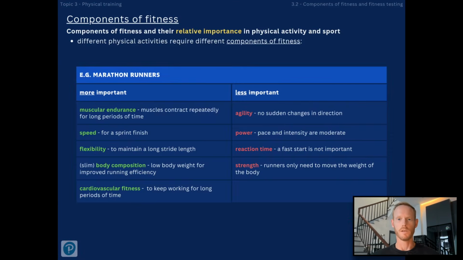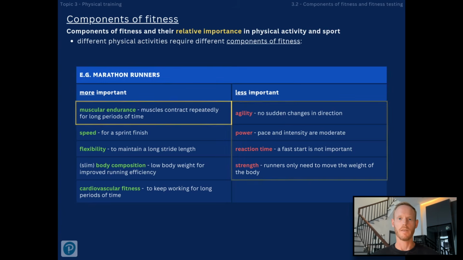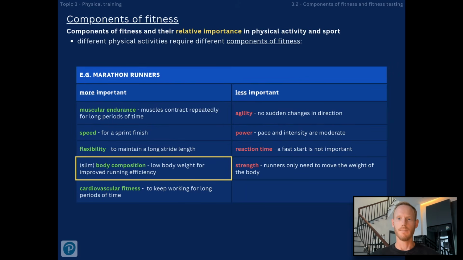Now, the relative importance of the components of fitness vary depending on the physical activity or sport being undertaken. For example, marathon runners don't rely much on agility, power, reaction time, or muscular strength. They do, however, require good muscular endurance as their muscles need to continue working for long periods of time, speed, particularly during a sprint finish, flexibility to maintain a good stride length, a slim body composition with a low percentage of body fat for efficiency, and, perhaps most importantly, cardiovascular fitness to enable them to maintain an appropriate intensity for long periods of time.